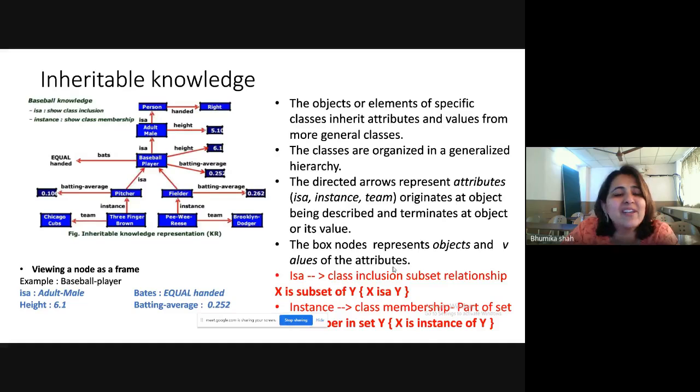What we did over here is that for fielder, handed is not available. So go to ISA baseball player. Handed is not available. Go to ISA. Check handed. No, not available. Go to ISA. We stop either when the answer is found, or, in the case of the weight attribute, where we stopped because person is the generic class and after person there is no ISA attribute available. So stop there. Are you getting this?